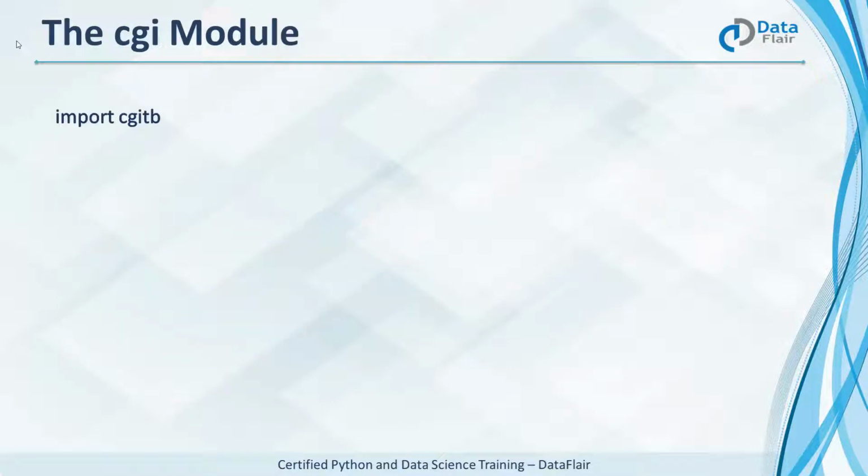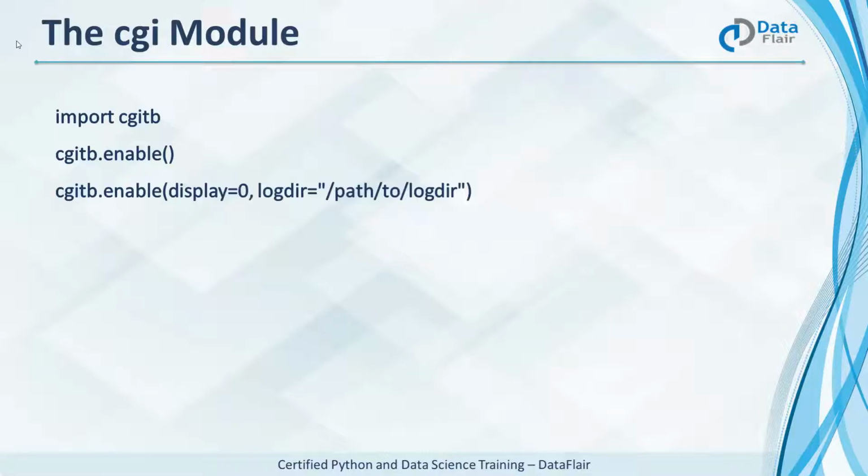Also import cgitb. This module gives us more comprehensive traceback formatting for Python scripts. Enable is a function that installs an exception handler for formatting tracebacks as HTML, so we get detailed reports for errors. We can also log the reports to a file. This helps track down bugs.